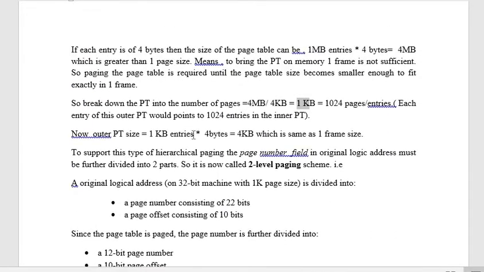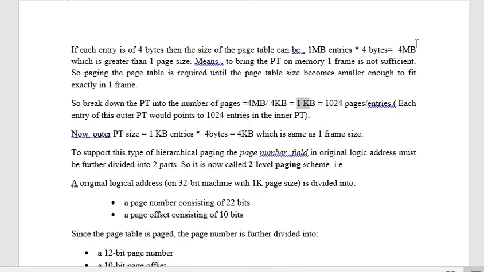So that is the one. Now it is small enough to fit in one frame. So we have succeeded in dividing the page table into smaller ones, so that it would require only one frame to occupy on the physical memory. Now, to support this type of hierarchical paging, the page number field in the original logical address must be further divided into two parts. So it would be known as two-level paging.